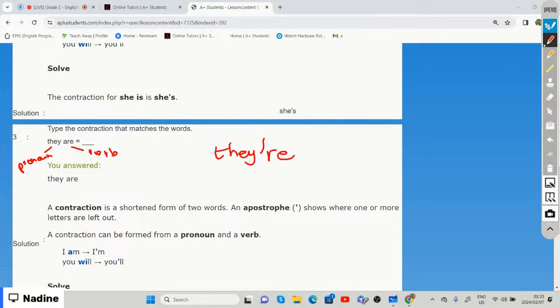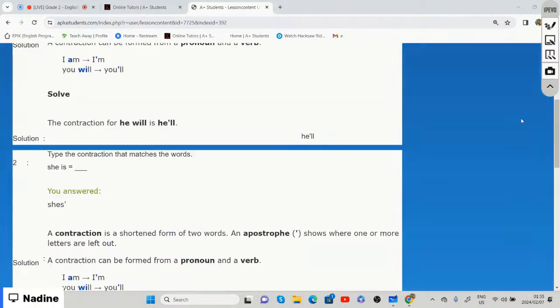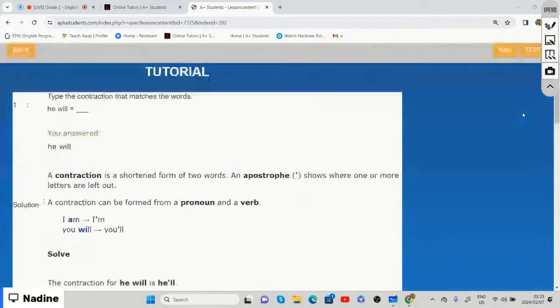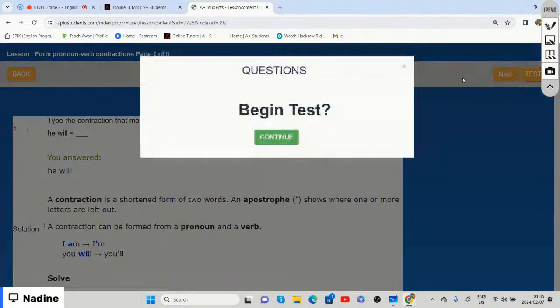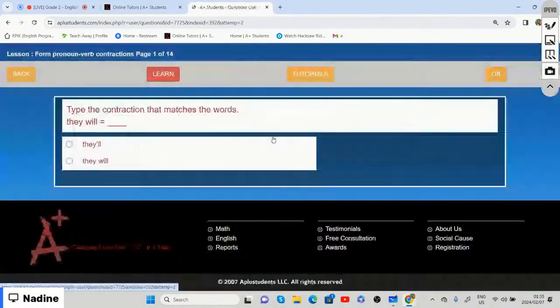Right? All right. So now let's go to our test. So we're going to the test, where we are going to be forming pronoun verb contractions. You're going to look at the two words and then choose the correct word from the answers. We need to type the contraction that matches the word. They will.